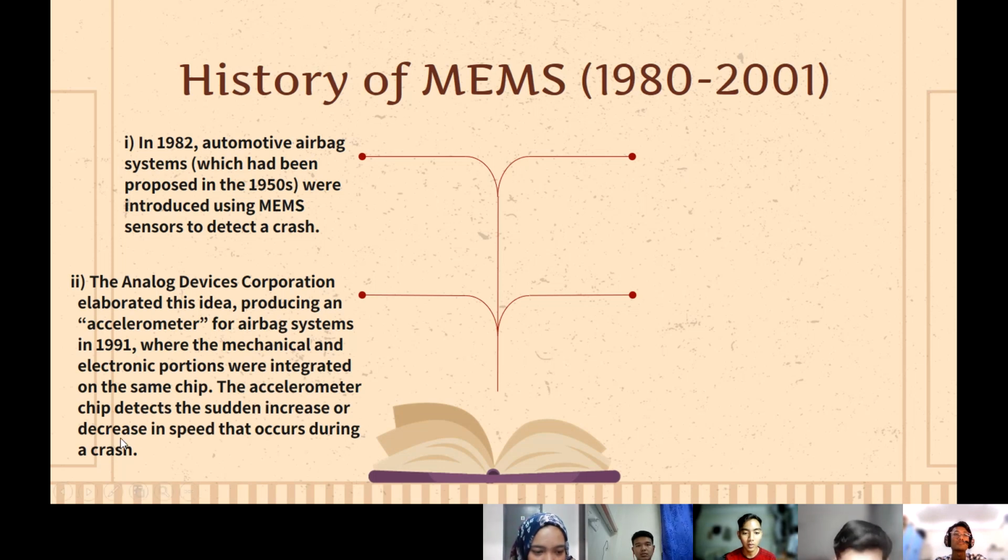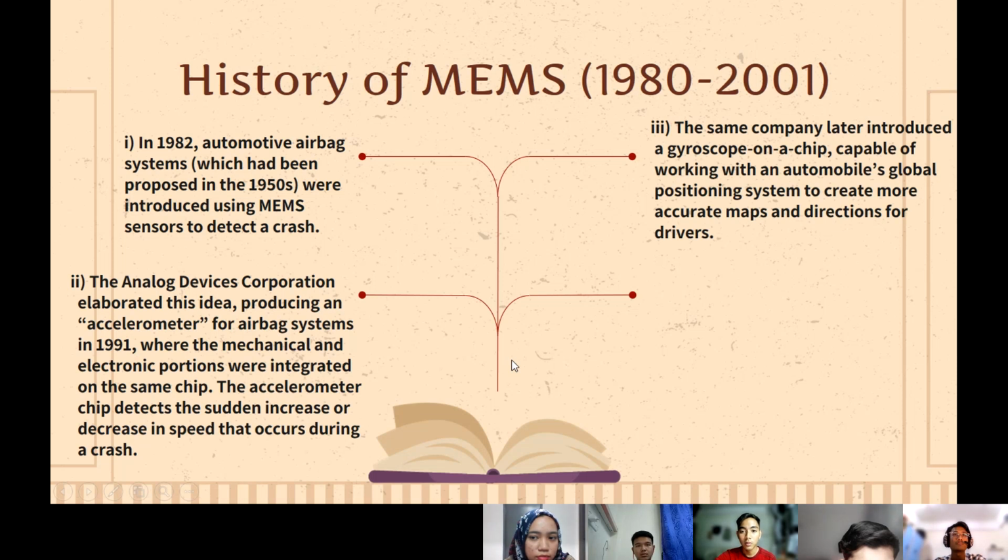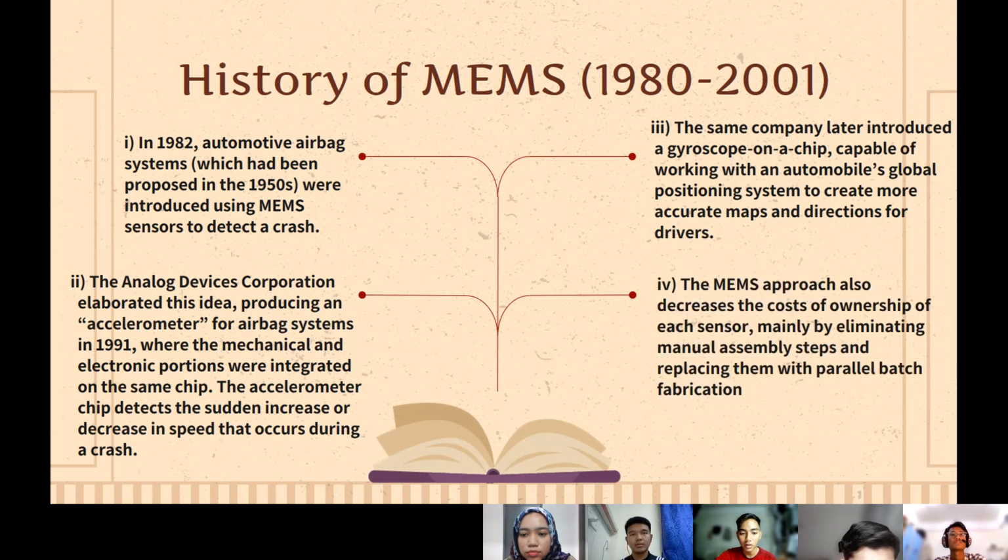The accelerometer chip detects the sudden increase or decrease in speed that occurs during a crash. The same company later introduced a gyroscope on a chip capable of working with an automobile's global positioning system to create more accurate maps and direction for drivers. The MEMS approach also decreased the cost of ownership of each sensor, mainly by eliminating manual assembly steps and replacing them with a parallel batch fabrication. Next.